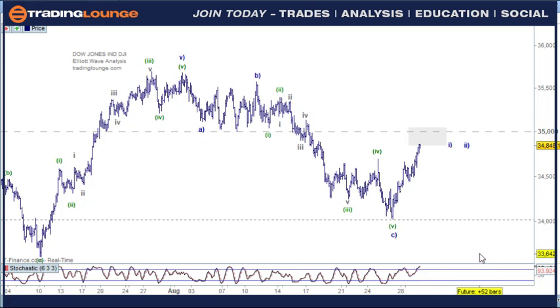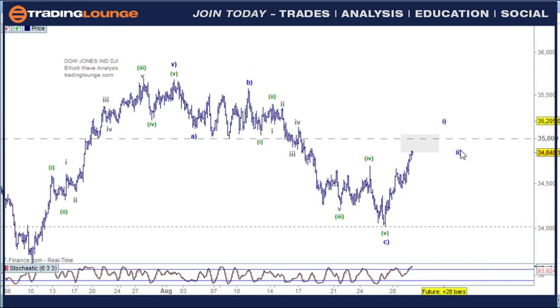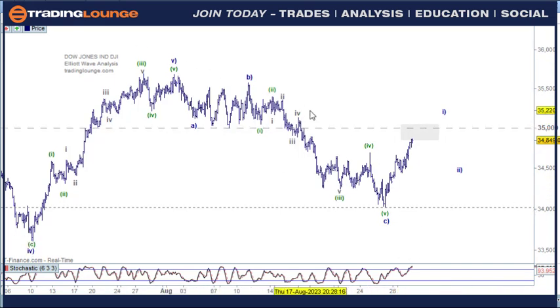But once again, we'll just see if we get our five waves up here and then we'll work the pullback, if there's a nice clear five wave structure here for this. But yeah, our ABC correction, we just kept on counting it and this is where we are at the moment. So we will look for a trade on this side if it presents itself.